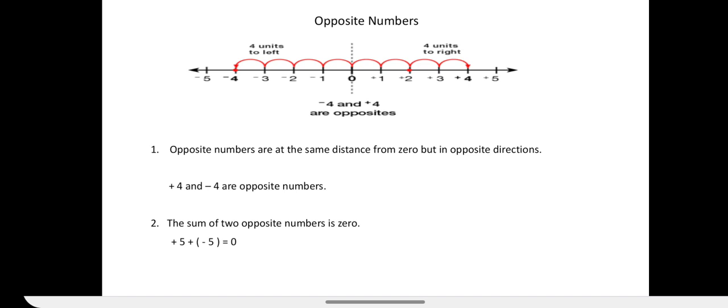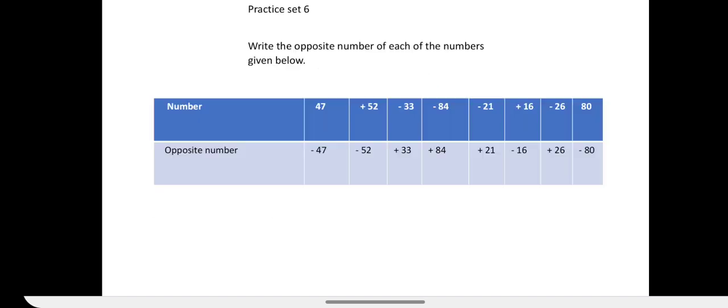Example is plus 5 plus, sum is what? Addition. Plus negative 5, that is 0. Now this is practice set number 6. Write the opposite numbers of each of the numbers given below.